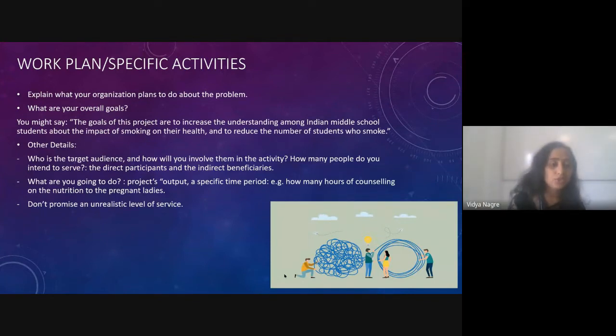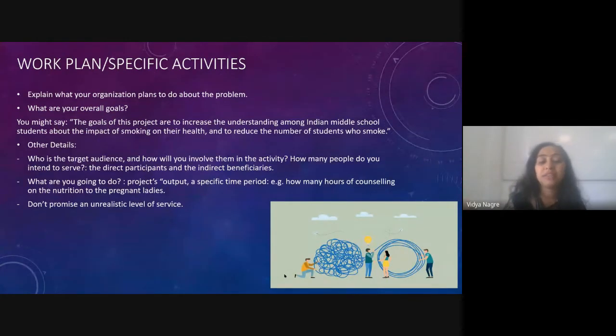Other details such as who is your target audience, how will you involve them in this activity, how many people do you intend to serve, the direct participants and indirect beneficiaries. So direct participants, for example, if you are doing a project, or let's say research on smoking, on the health of school-going children, right? They are the direct participants who will be the object of your research. You will observe them, you will talk with them, you will interview them, you will apply some remedies, you will give them some medications, and meditation, and so many solutions, right?